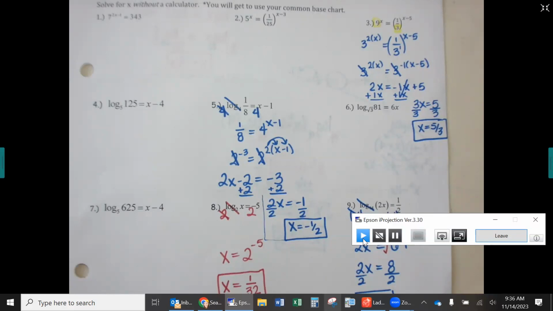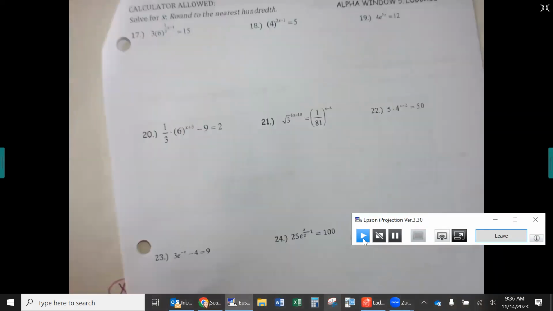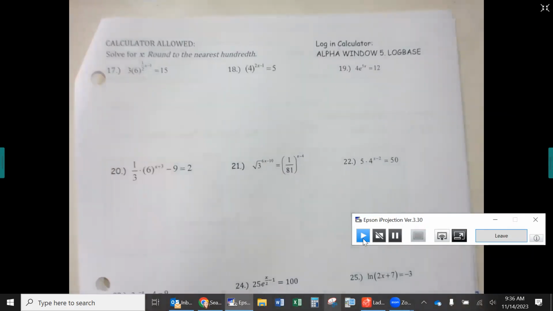Okay, go ahead and finish up the one you're working on, please. Okay, we're going to start on that next page. You need a calculator for the next page.